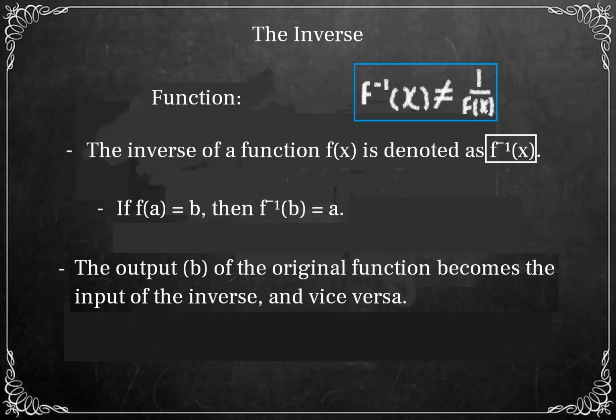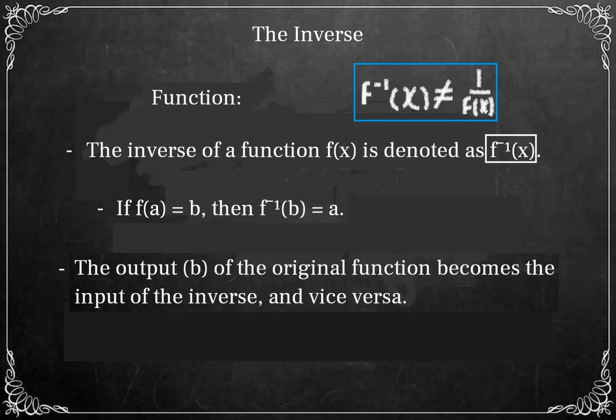The first bullet, the inverse of a function f of x, is denoted in the white box, read as f inverse of x. The notation looks like a superscript for a power, but it does not represent the reciprocal 1 over f of x, like in the blue box. Rather, the inverse notation signifies the function undoes the original function.